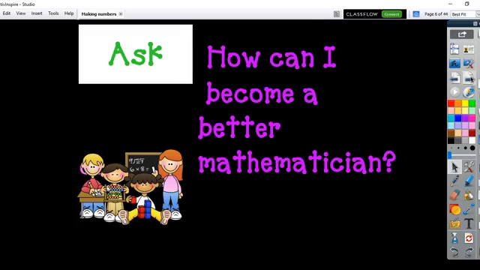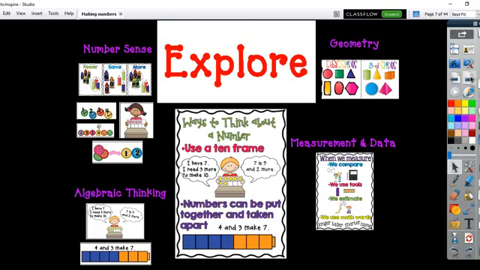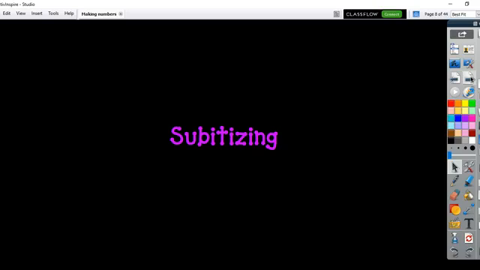Our question is, how can I become a better mathematician? This is the question, just like in reading, that how question can be answered lots of different ways. So that's what we ask every single day. How do I become a better mathematician? And this week, we're really focusing on exploring the algebraic thinking part where you are making numbers. And today we're going to be making the number 9. First, we're going to do our subitizing.